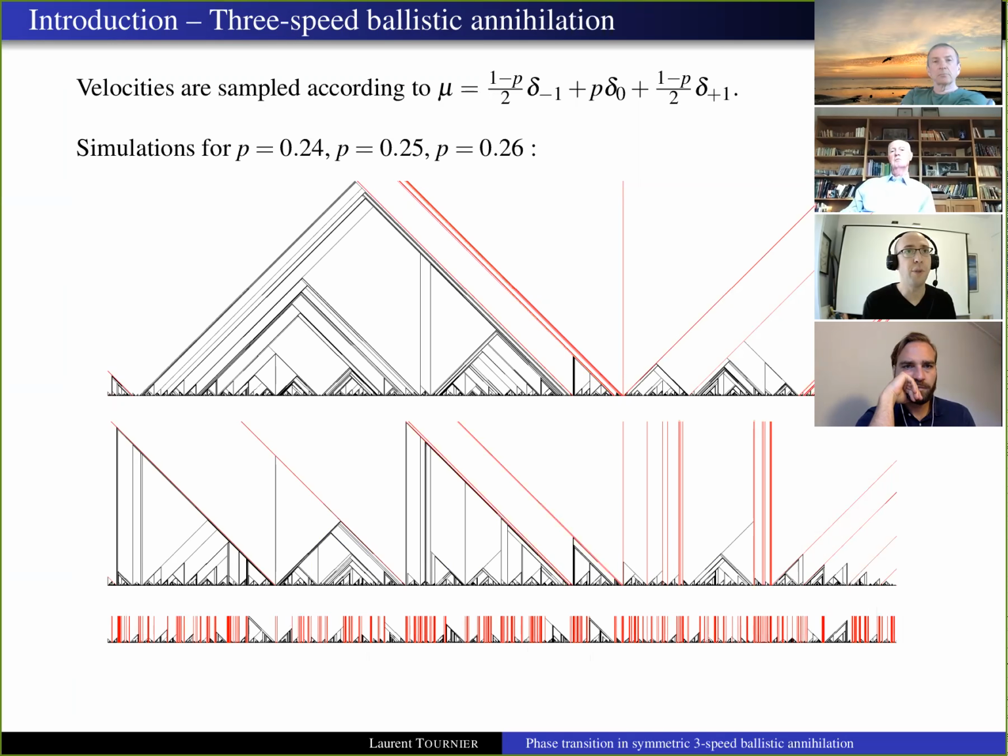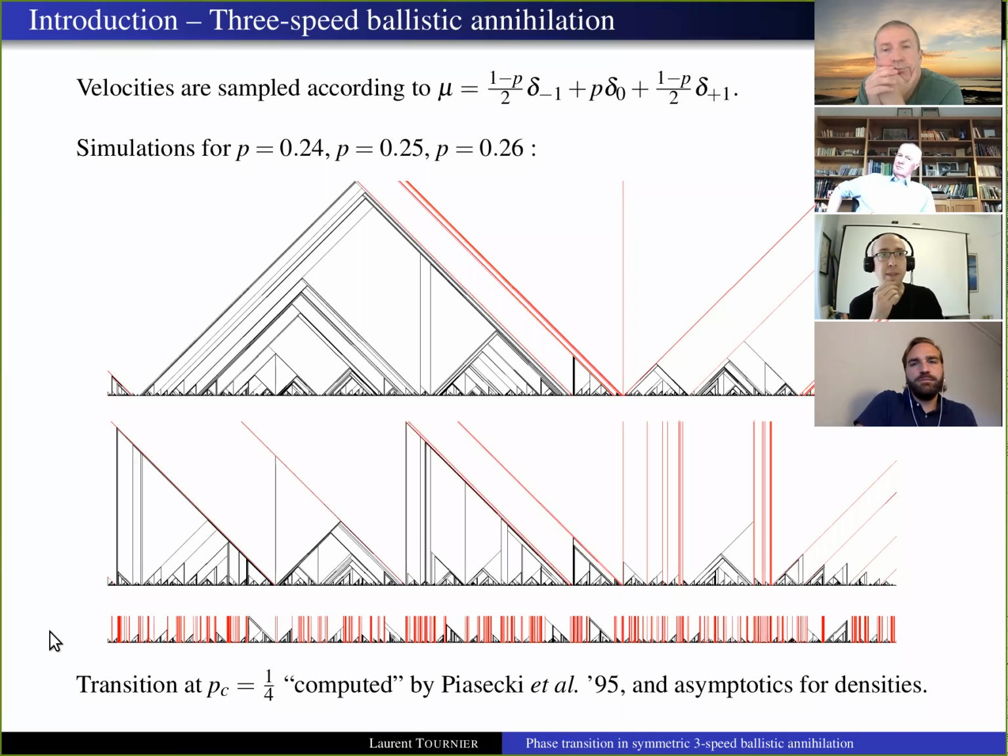So these three configurations here are on the same scale on the horizontal axis. The vertical axis is just stopped as soon as every collision has happened. As you can see, it happens very fast in the last case. Every collision happens very fast, and then every remaining static particle is surviving. So based on these simulations, we conjectured, of course, that you have a phase transition at 1/4.